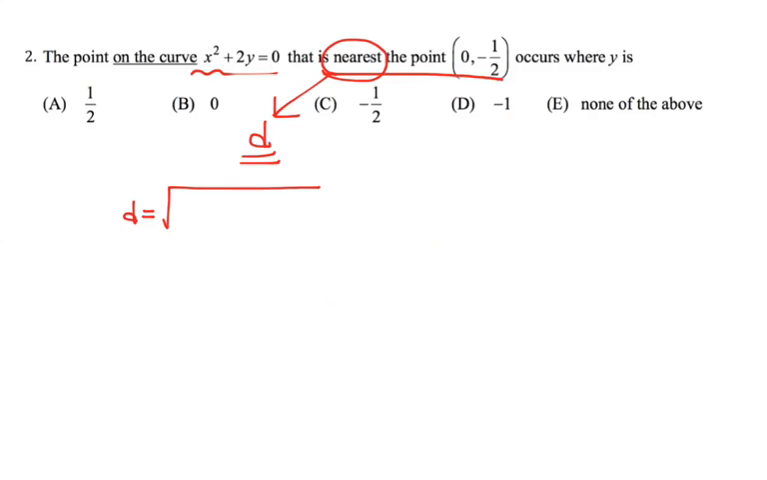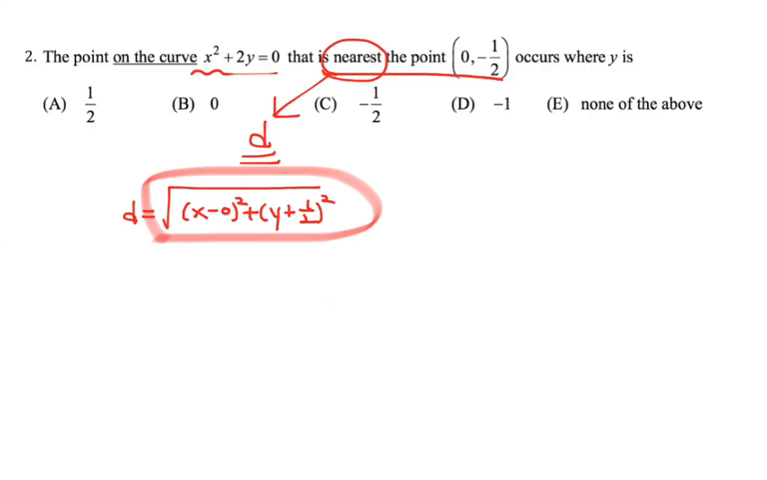x squared, or should I say x minus 0 squared, plus y minus negative 1/2. So I'm going to say plus 1/2 squared. This will be the distance formula. But instead of using the radical, because many of us don't like the radical portion, another way for us to write this would have been something like this.